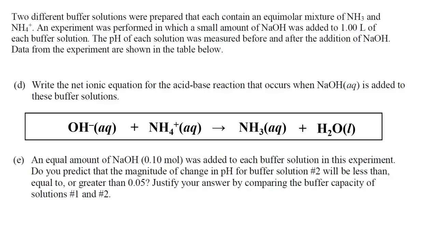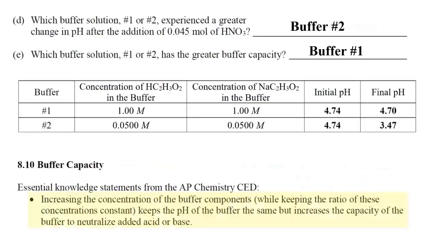Now, what I'm going to show you on the next slide is actually something I had presented in a previous video. So in a previous video, when I was talking about topic 8.10, which is buffer capacity, I had given an example of 2 different buffers that also happen to be labeled number 1 and number 2. So at the bottom of this slide, you can see I've highlighted one of the essential knowledge statements from topic 8.10, buffer capacity.